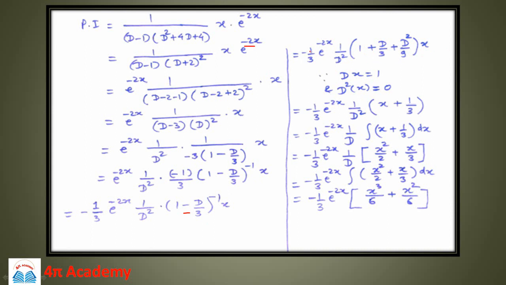So this will be minus 1 by 3 into e raised to power minus 2x into 1 upon D square into (1 plus D by 3 plus D square by 9 and so on) into x. But if you operate the operator D on x, then it will be equal to 1, and D square on x, then it will be 0. So there is no need to write those terms, and hence it will be equal to minus 1 by 3 into e raised to power minus 2x into 1 upon D square into (x plus 1 by 3).